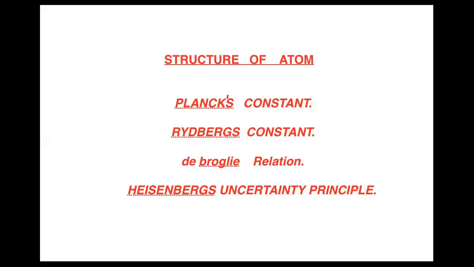Today we are going to do the structure of atom, and under this topic we will be doing at least 4 topics if we can finish. That is the Planck's constant. What is it? Rydberg's constant. What is the Rydberg's constant and how the values are obtained? Then we will be doing the de Broglie relationship, and we will also do Heisenberg's uncertainty principle.